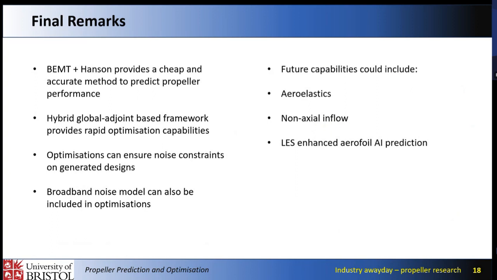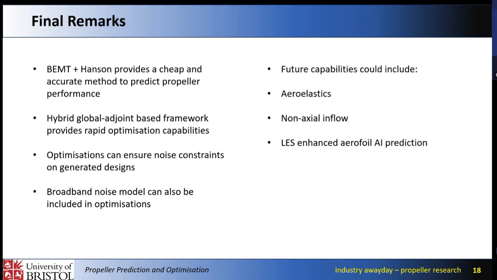So that's the tool. Just some final remarks on what we have for this. It's BEMT, we use Hansen in this case, we also have Amiot. It provides a very cheap method to perform an accurate prediction of propeller performance, both aerodynamics and acoustics. We have our hybrid gradient-based framework for optimization, which ensures that we can do these optimizations very quickly on minimal hardware. And we can ensure noise constraints on our design, so we can perform optimizations for noise, for efficiency, and also do multi-objective optimizations, as you saw here. So it's very flexible in terms of that.